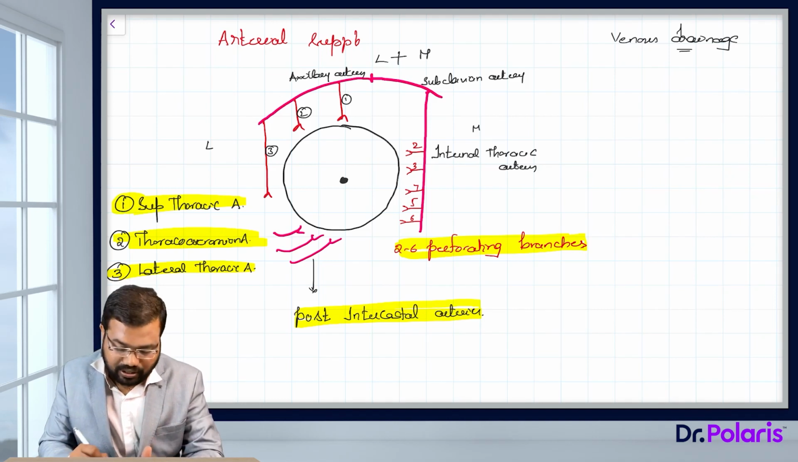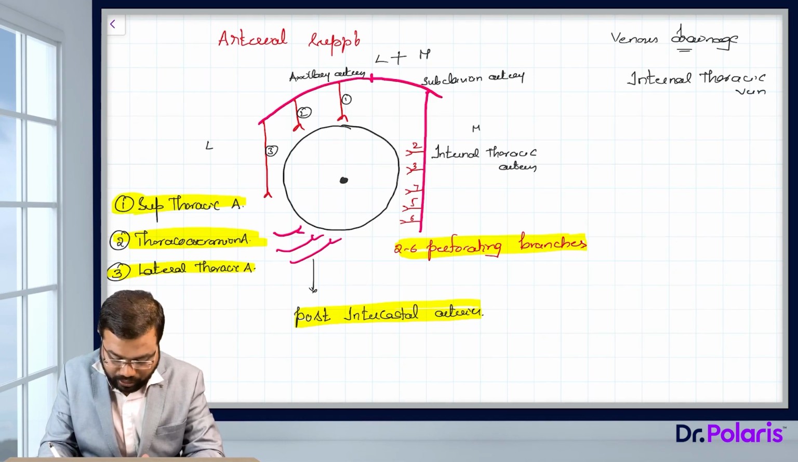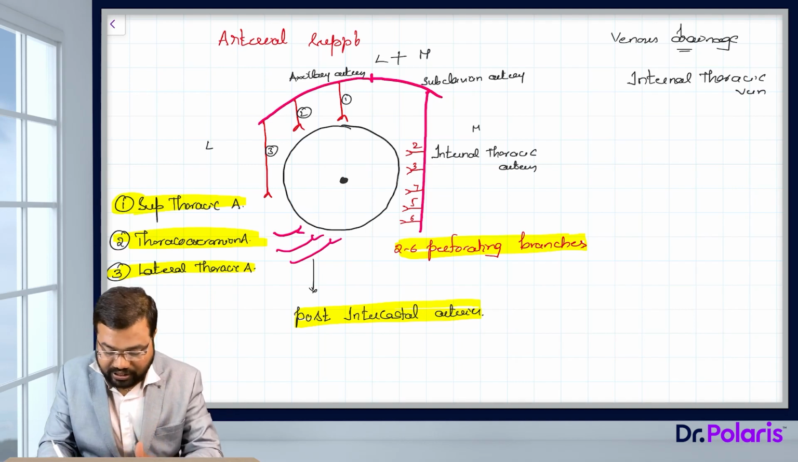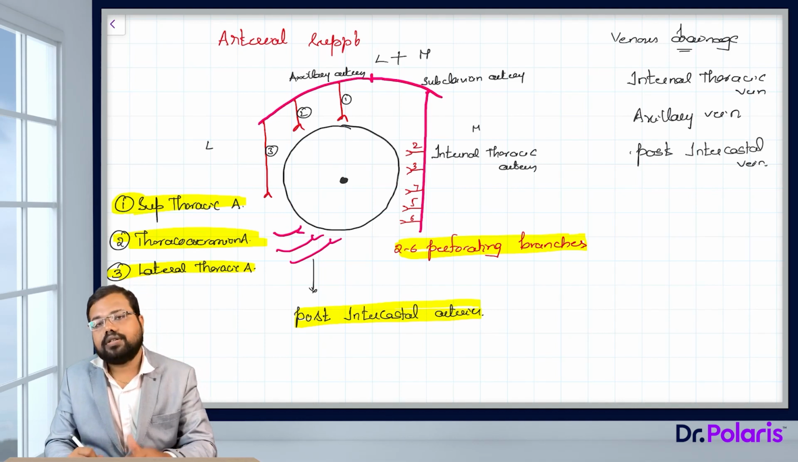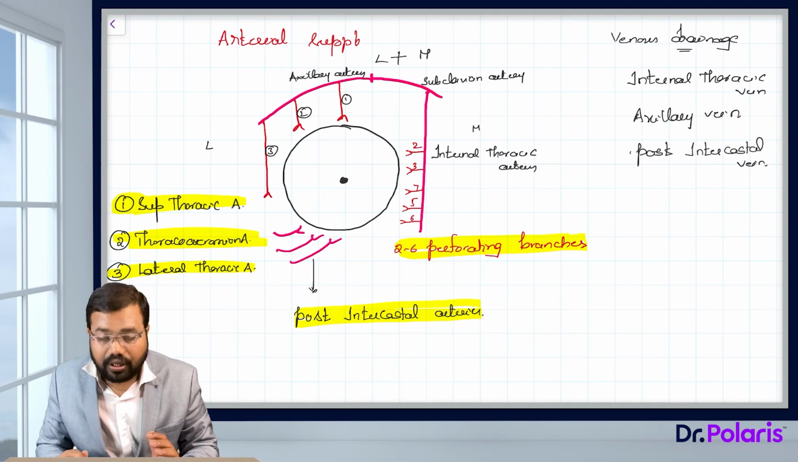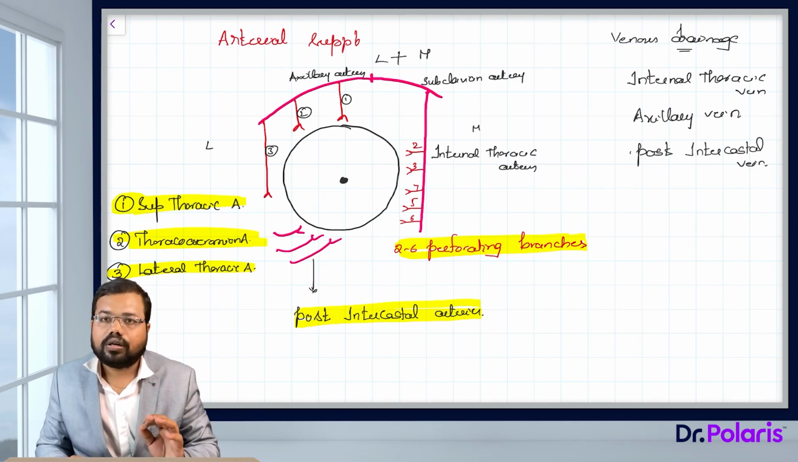That means the internal thoracic vein, the second one is the superior thoracic vein, thoracoacromial vein, and the lateral thoracic vein, which will drain into the axillary vein, and the posterior intercostal veins. Here there is important clinical anatomy which we have to discuss regarding these posterior intercostal veins.